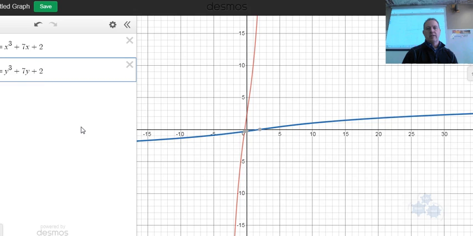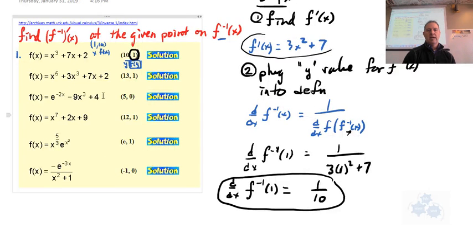Okay, so if we look at this on Desmos, the red graph here is y equals x cubed plus 7x plus 2, and that's our number 1 question there. What we're trying to find out is, if we had the inverse graph, what would be the slope of the tangent line at the point (10, 1)? And this is what we've calculated it to be, about 1/10.